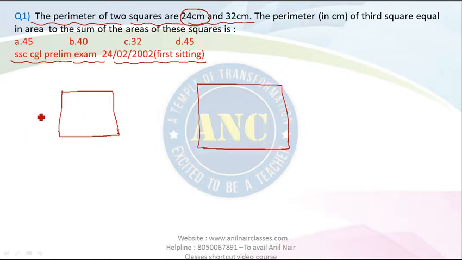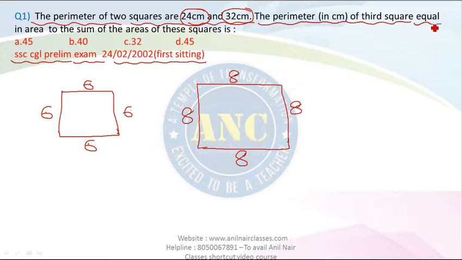That means if I add all four sides, the sum is 24. That means each side is 6 centimeters, because 6 into 4 is 24. Similarly, the other square's perimeter is 32, meaning adding all four sides gives the sum 32, so each side is 8 centimeters. This is the meaning of the first statement. The perimeter of a third square, equal in area to the sum of the areas of these two squares, is how much? That means I need to find the perimeter of the third square.